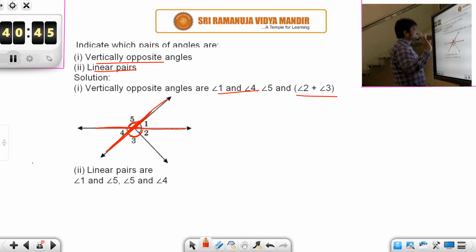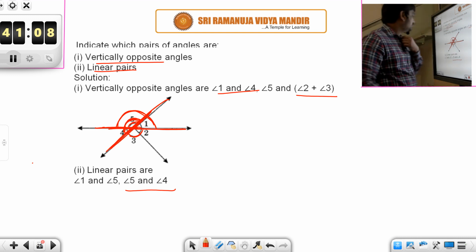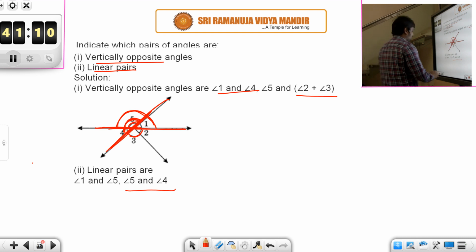So it is easy to spot the linear pairs. Just pick a straight line and add the angles which are forming a straight angle. So here 4 and 5. Okay. And then pick the next straight line. This one. Here 1 and 5. They form a straight angle pair. So 1 and 5, 4 and 5, they make linear pairs. Okay, students.